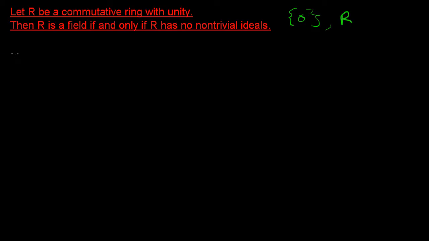Let's start with the backwards direction first. So we're going to do the backwards implication. We're going to assume that our ring, this commutative ring with unity, has no non-trivial ideals, and we want to prove that it's a field. So what do we even need to show here? If we remember back to our definition of a field, we said a field is a commutative ring with unity, has no zero divisors, and every non-zero element is a unit.